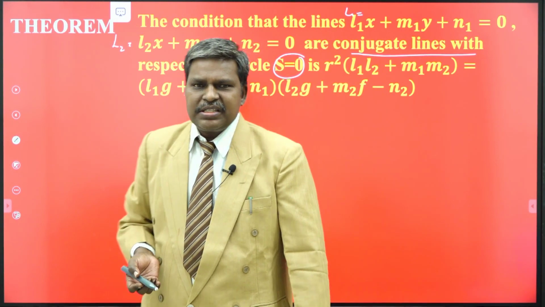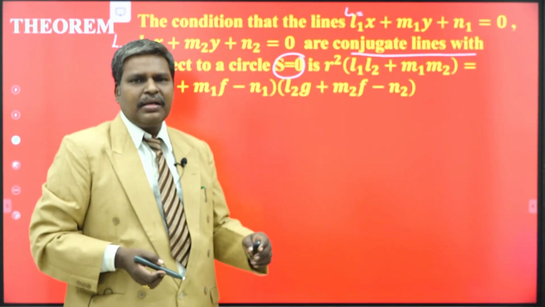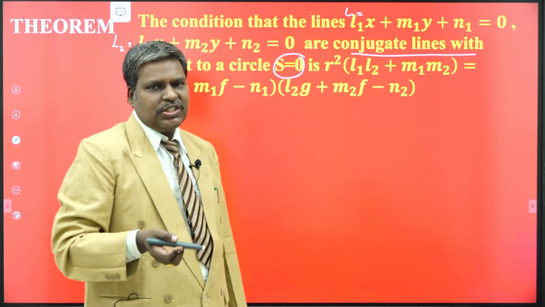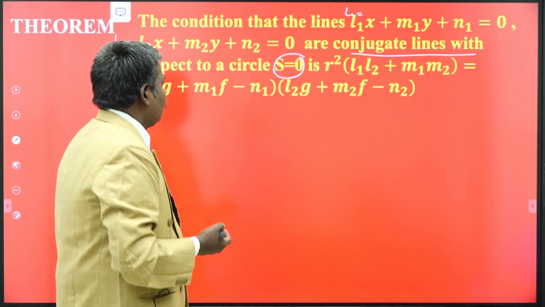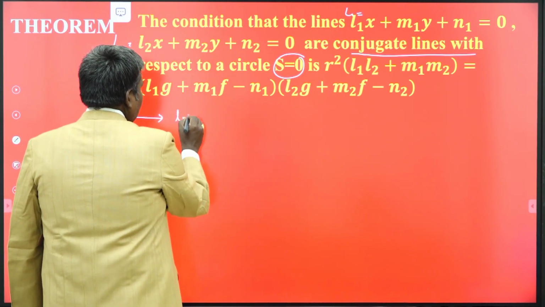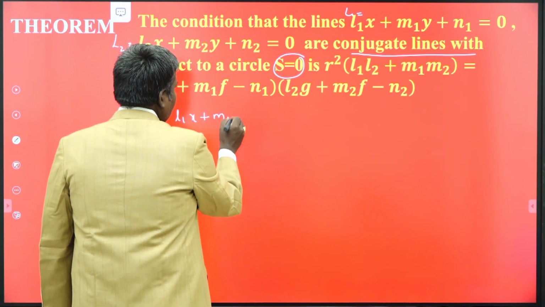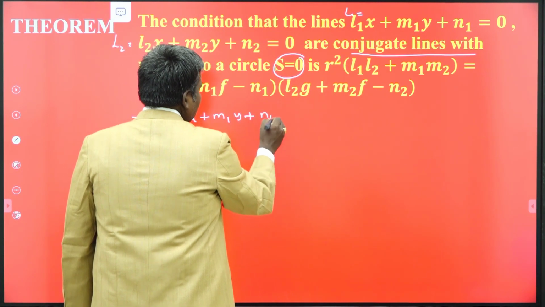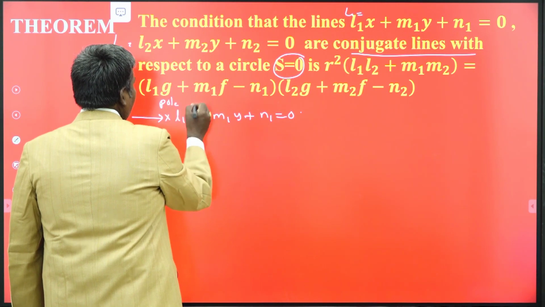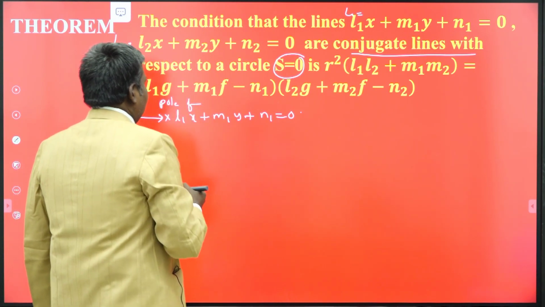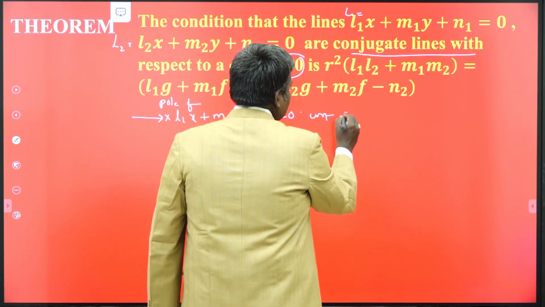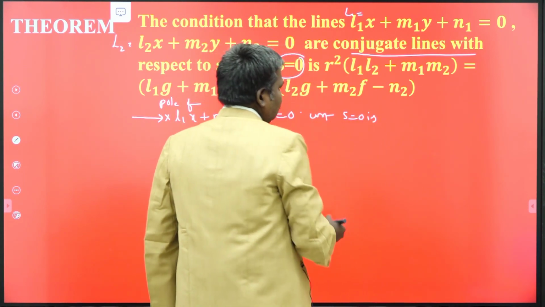Very simple. What is the definition? If the pole of one line lies on the other, then we say that the two lines are conjugate lines with respect to the circle. So what is your first line? Your first line is L1x + M1y + N1 = 0. So we have to find the pole of this line. What is the pole of L1x + M1y + N1 = 0 with respect to S = 0?